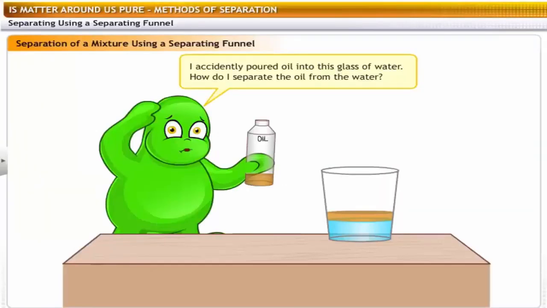I accidentally poured oil into this glass of water. How do I separate the oil from the water?